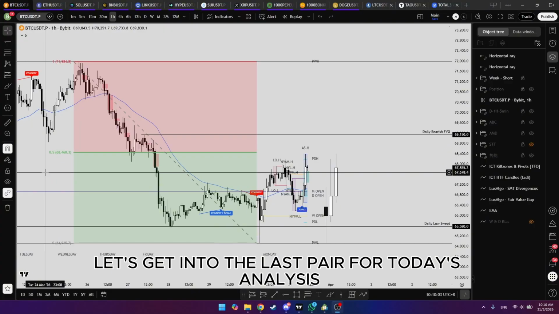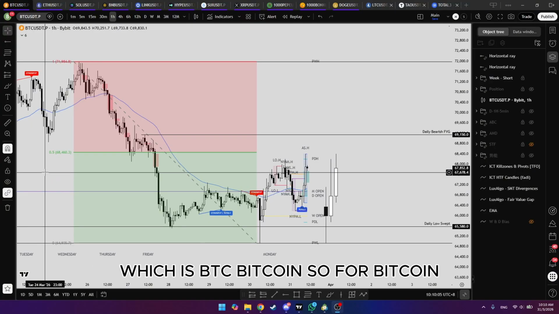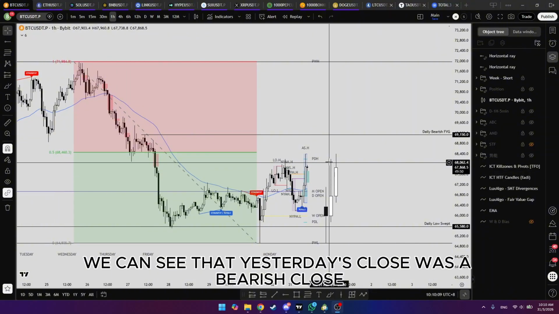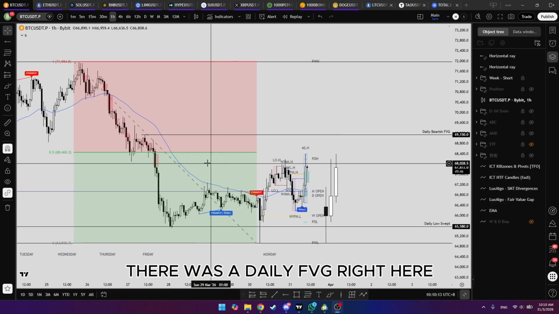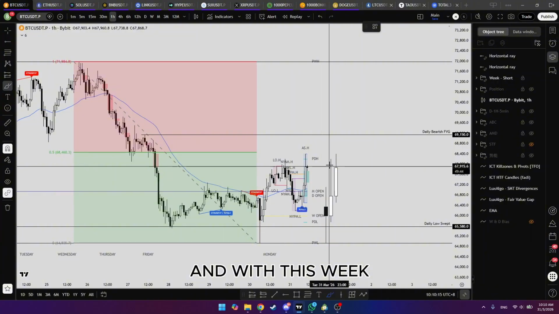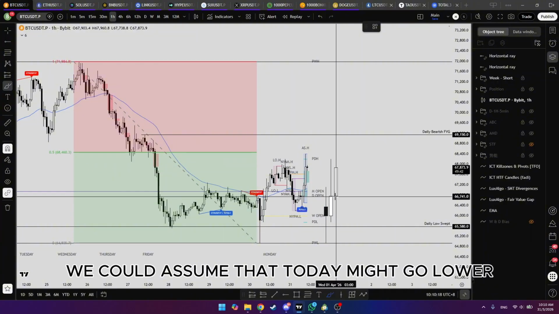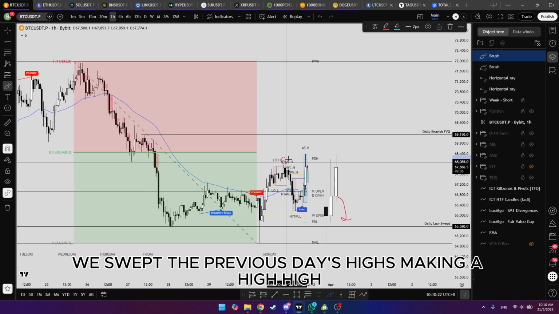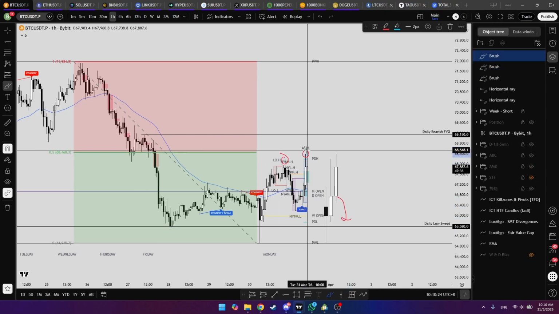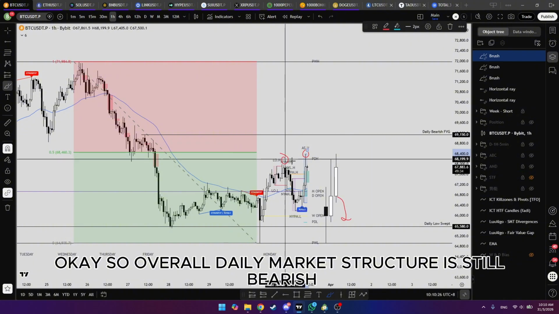Alright, let's get into the last pair for today's analysis, which is BTC, Bitcoin. So for Bitcoin, we can see that yesterday's close was a bearish close. There was a daily FVG right here. And with this week, we can assume that today might go lower. But today, during Asia, we swept the previous day's highs, making a higher high. So overall daily market structure is still bearish.